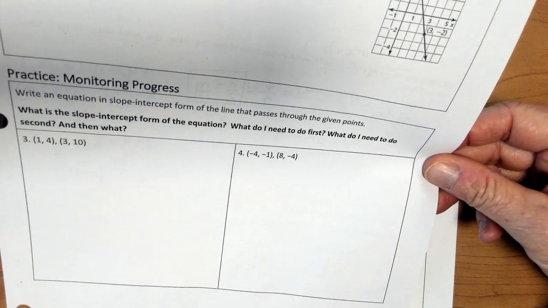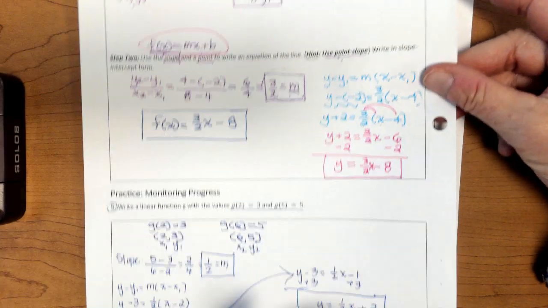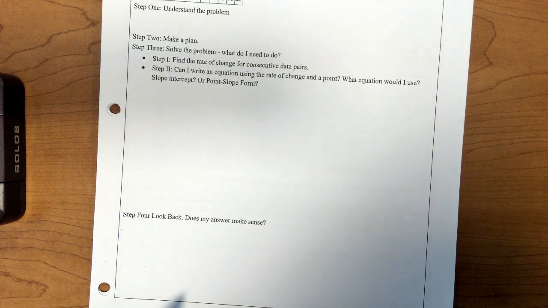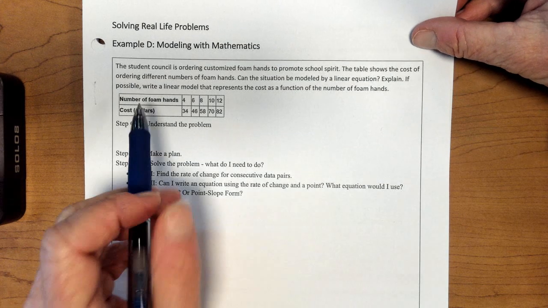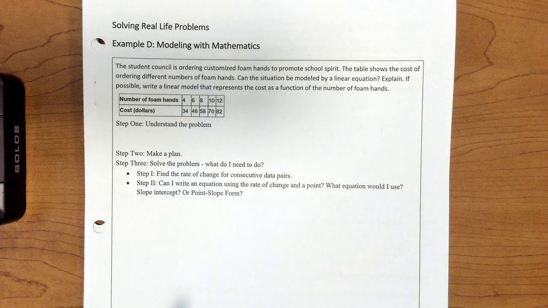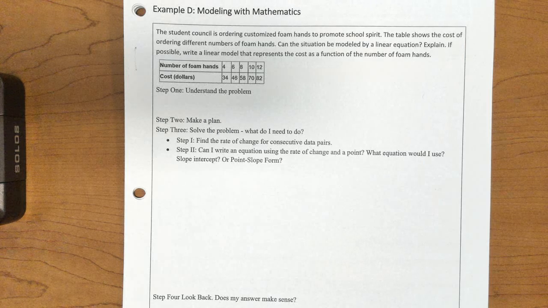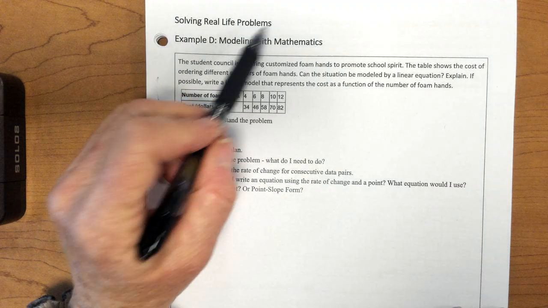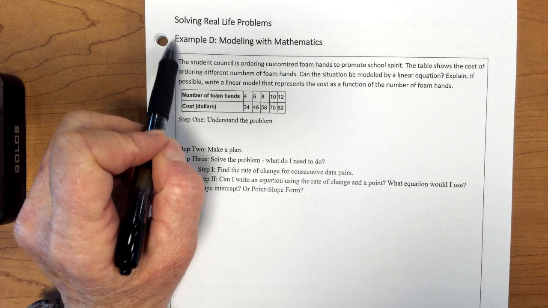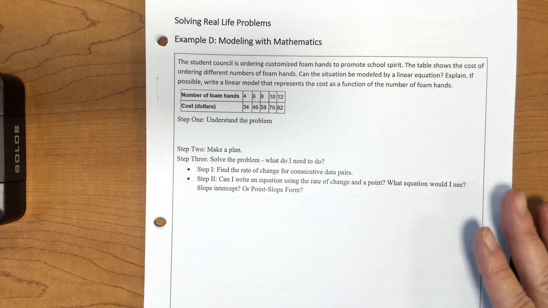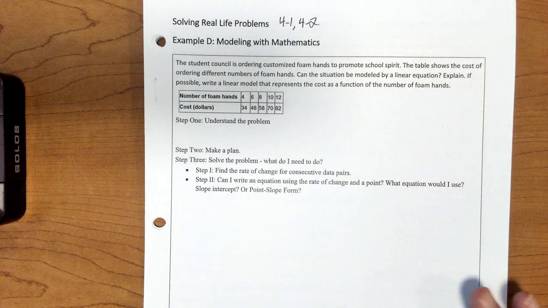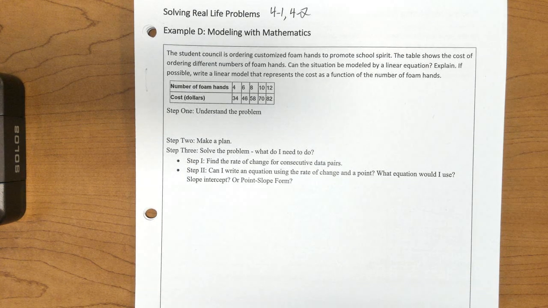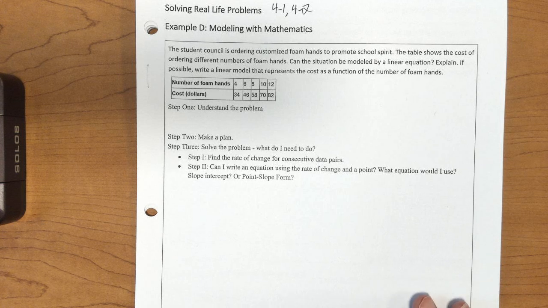So that is all of the problems in lesson 4-2. The only thing that we didn't do, and I'm going to do this in a separate example, would be example D, modeling with mathematics. So again, I'm going to do a separate video on the real life problems, both in lesson 4-1 and 4-2. In my next video, I'm going to cover 4-3, writing equations of parallel and perpendicular lines.